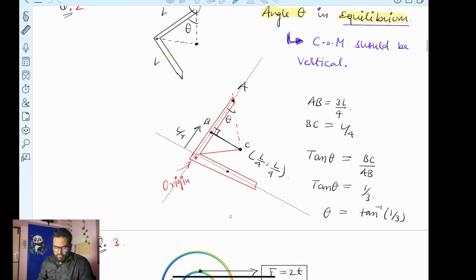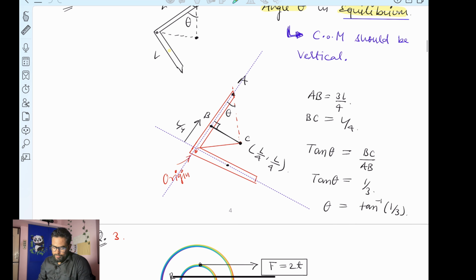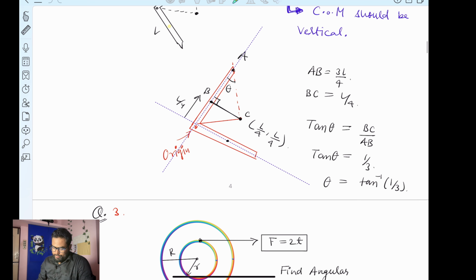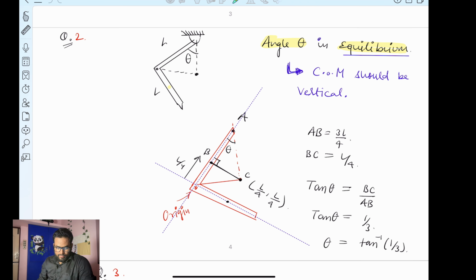So tan theta would be given by BC by AB. BC is L by 4, AB is 3L by 4. So tan theta comes out to be 1 by 3, and theta would become tan inverse 1 by 3. Clear? Okay, so let's see the next question now.